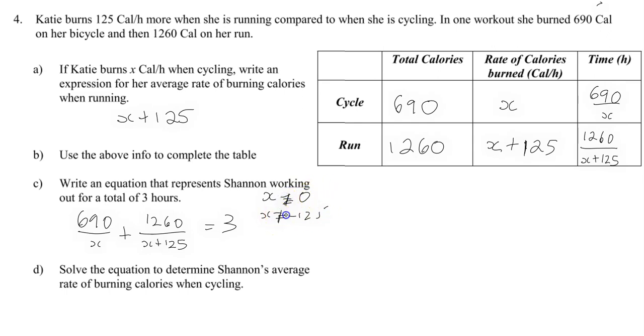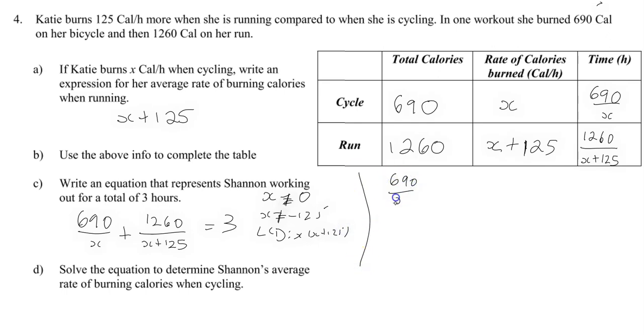So X can't be 0 and it cannot be negative 125. Well, there's no way it can be negative anyways, just in the context of the question. It can't be 0. You can't burn no calories, right? So contextually, we would say that X has to be greater than 0. Okay, not even equal to. But for our purposes, this is what we're doing. And the LCD will be X times X plus 125.